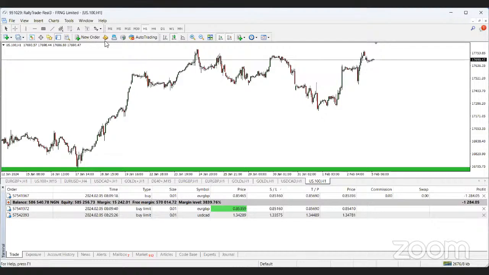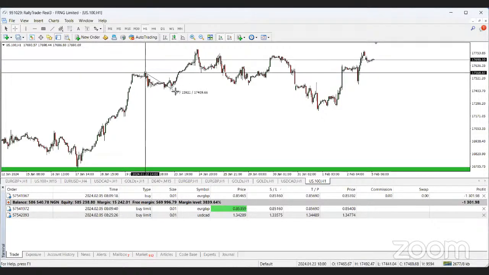These are dips, okay? From here to this place, or from this zone to this zone, or from this place I'm touching now to this zone, those are dips. Always buy the dip on US 100.